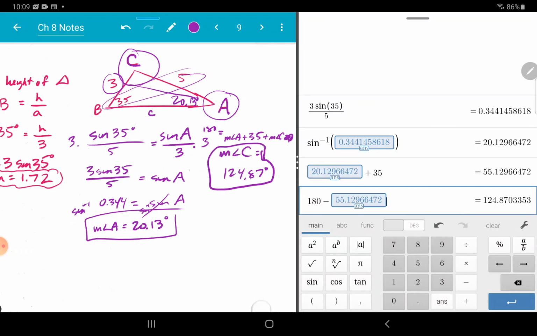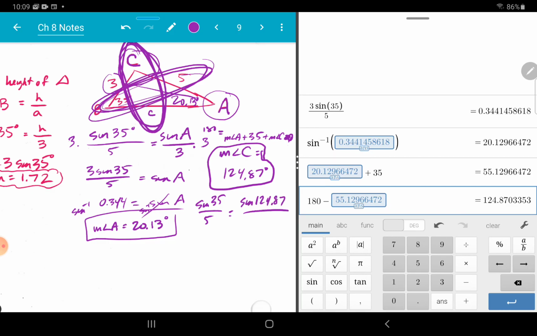All right, and then we need one more thing. We need side C. So let's go ahead and do that. Remember, try to use what's already given, which is the B value. It's 35 and 5. So sine 35 over 5 is equal to, well, you need to find side C, and you're going to use that proportion right there: sine of 124.87 over C, which is what we're trying to find. So we just do a little cross multiplication. C sine 35 is equal to 5 sine 124.87, and divide both sides by sine 35. That will give us our value of C.